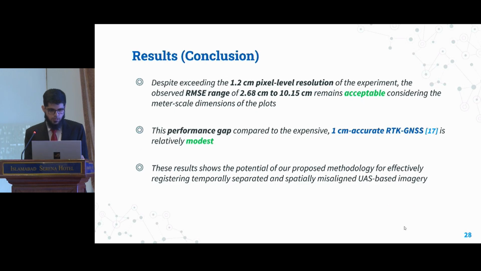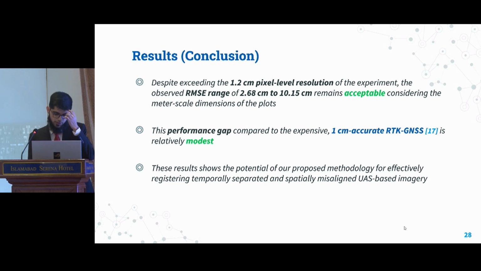So concluding the results, despite exceeding the 1.2 centimeter pixel level resolution which was acquired by our drone and sensor, the observed root mean square error range of 2.68 centimeters to 10.15 centimeters remains acceptable considering the meter scale dimensions of the plot. And this performance gap compared to the expensive 1 centimeter accurate RTK GNSS receiver is still relatively modest. And these results show the potential of our proposed methodology for effective registration of temporally separated and spatially misaligned UAS based imagery.